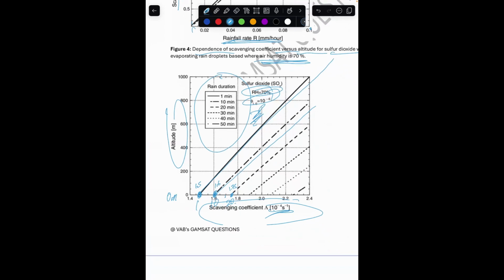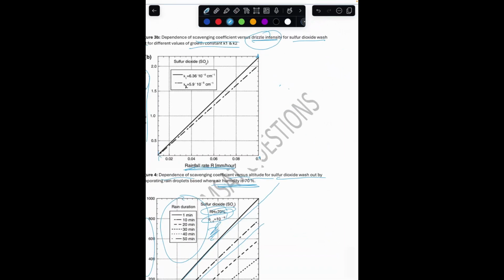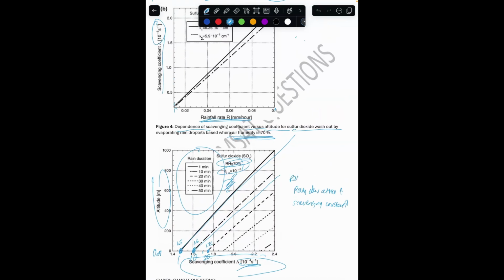So as rain duration increases, your scavenging coefficient increases. And from the previous question, as your rainfall rate increases, your scavenging coefficient increases. So if you have greater rainfall and for a longer period, your scavenging coefficient goes higher, which means you would scavenge more sulfur dioxide out of the air, which is good. You want to get rid of those greenhouse gases. And that's why rain is a self-cleansing part of the whole picture of the world. So take care of that. All right.